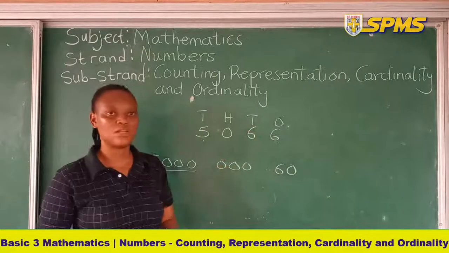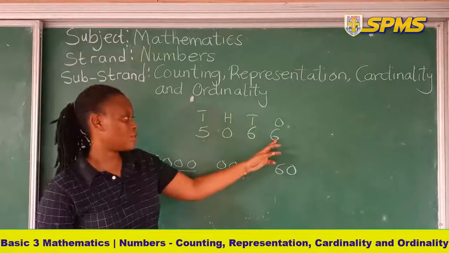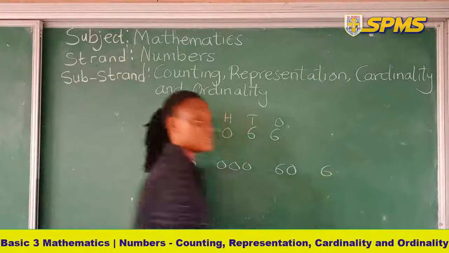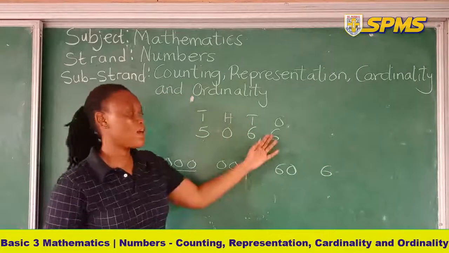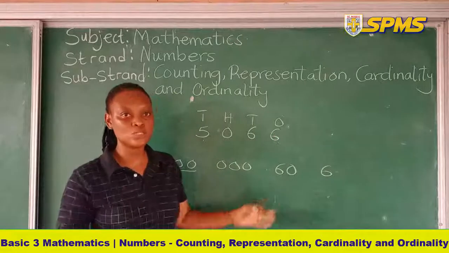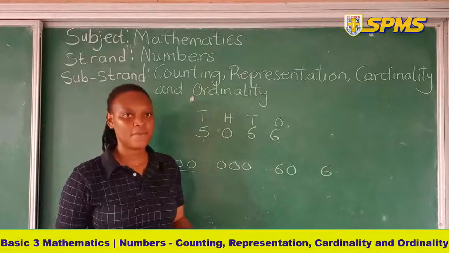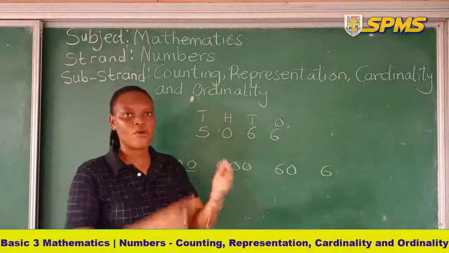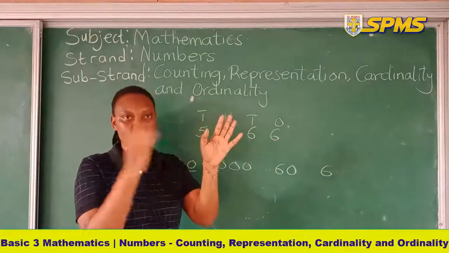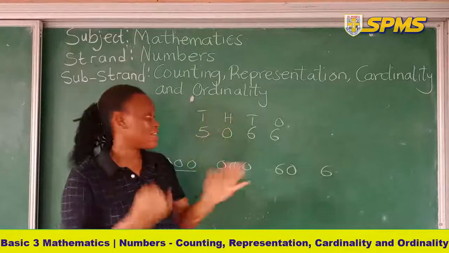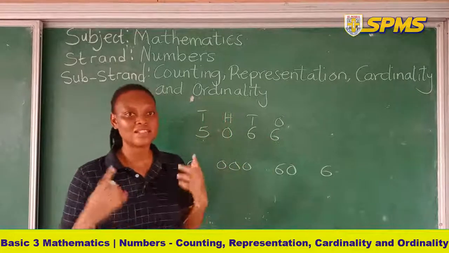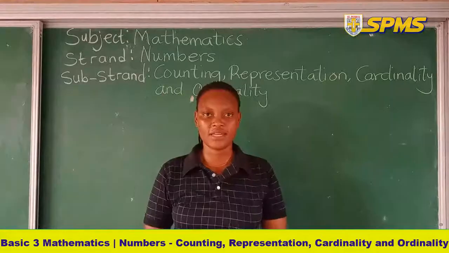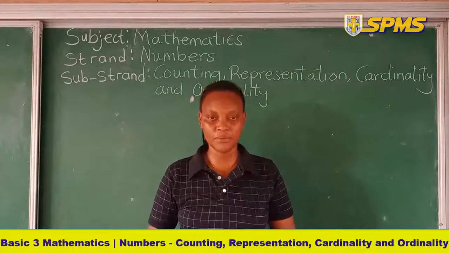Now let us move on to the ones. What is the value of this 6? It is just 6, because ones are made up of loose numbers. So this 6 is made up of 6 loose numbers, and it's under the what? The ones. We know that the ones comes in what? Just 1 digit. Okay, let us try another example.